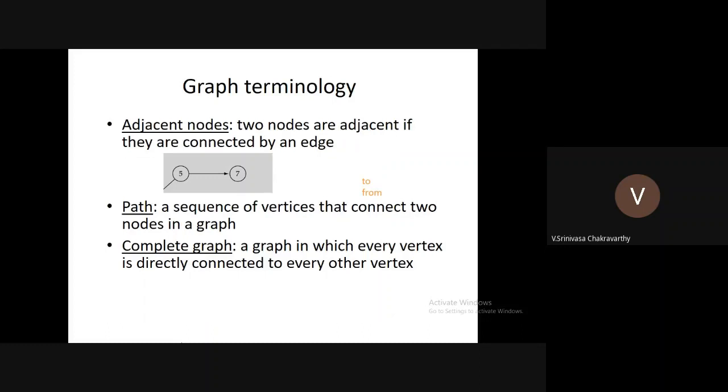Now, the other terminology in a graph is adjacent nodes, that is two nodes which are connected by an edge, and a path, which is a sequence of vertices that connect two nodes in a graph. So if you have a sequence of edges, that is A to B, B to C, C to D, and so on and so forth, this whole sequence of edges from A to some P is called a path. Then you have a complete graph, that is a graph in which every vertex is directly connected to every other vertex. It's a fully connected graph. So if you have n nodes, you'll have order n squared connections.